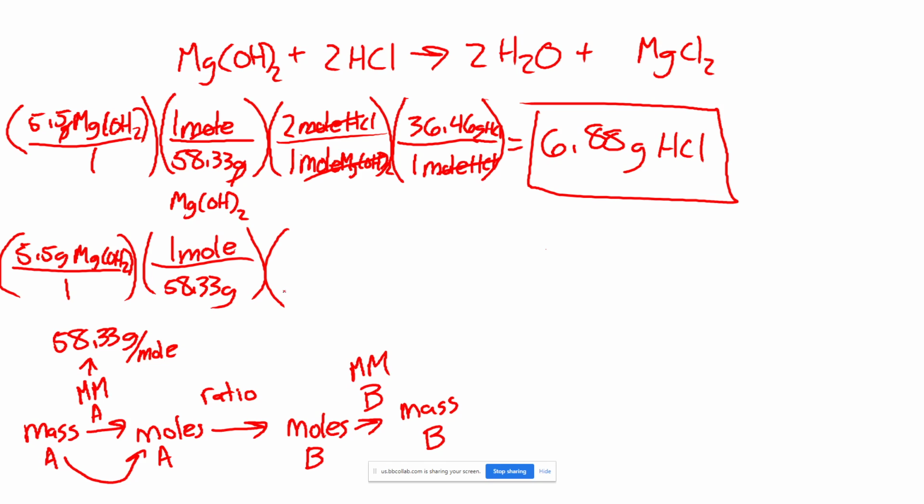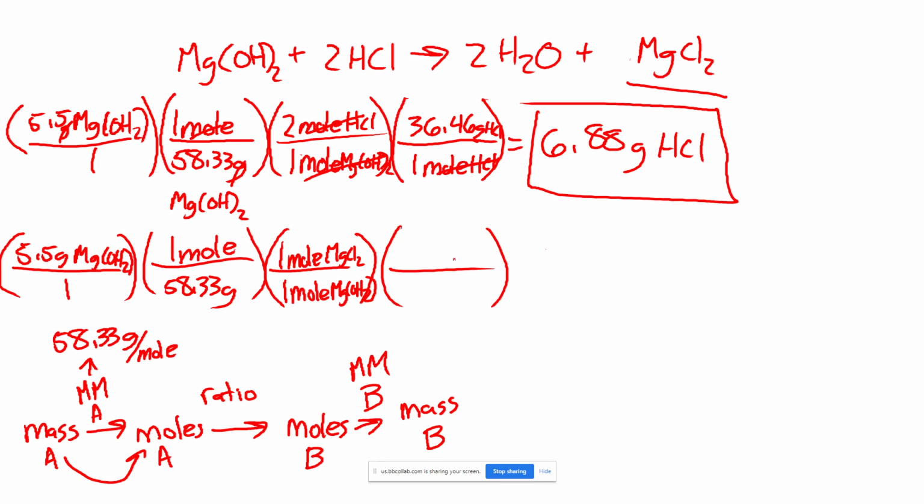But the difference would be at this point, because we're no longer trying to figure out how much HCl is used up, if we're trying to find the theoretical yield of magnesium chloride, we would now be looking at this molecule instead. So instead of converting from moles of magnesium hydroxide to moles of HCl, we would convert from moles of magnesium hydroxide to moles of magnesium chloride. And that is a 1-to-1 ratio. We have one of these for every one of these. So we have 1 mole of magnesium hydroxide for every 1 mole of magnesium chloride.